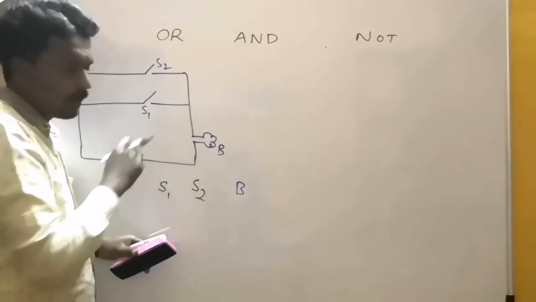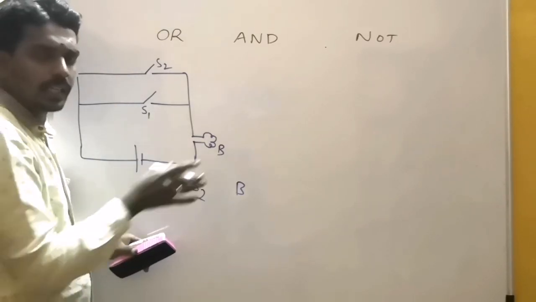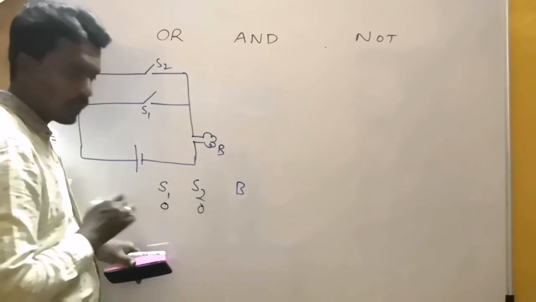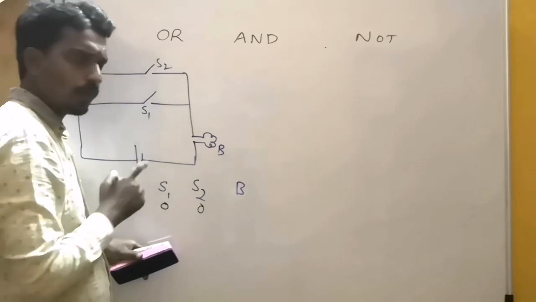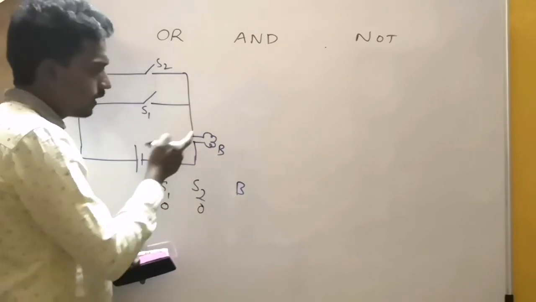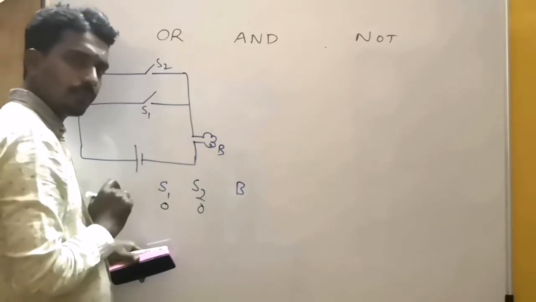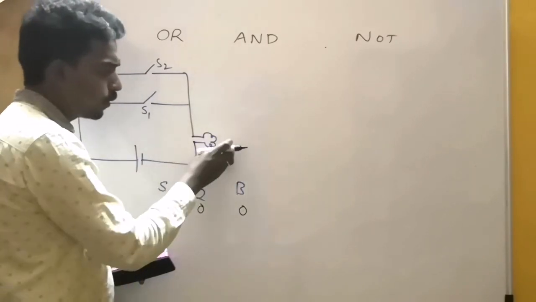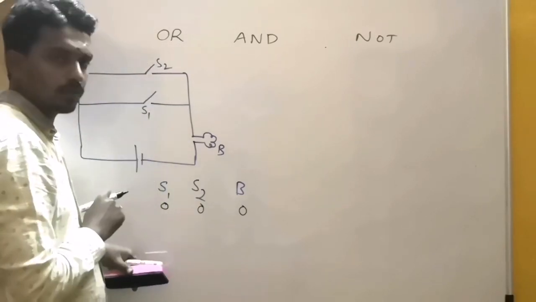If you close, current will pass, that is you are applying voltage 1. If you open, you are not giving any input, 0. So when you take 0, 0, both switches are open, you are not allowing any input through S1, S2. Then the circuit is not completed, so no current flows through the bulb. Then the bulb will not glow, because output is not coming. Here the output is the bulb glowing, and the inputs are the switches.